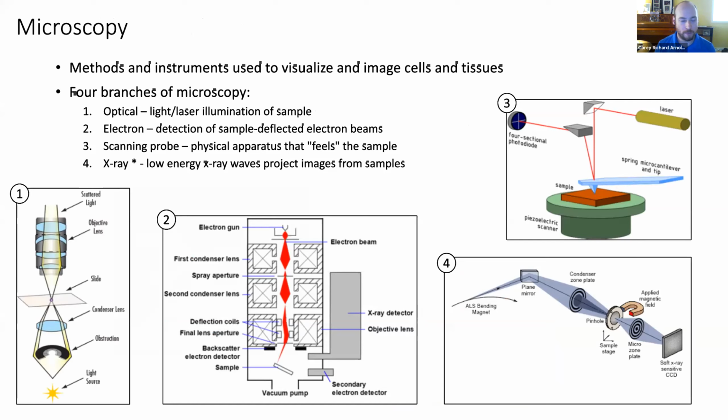There's 4 branches. I'm only going to talk about the first 2, optical and electron, because these are more commonly used in research. Optical is the use of light or laser to illuminate a sample, and electron microscopy uses electron beams that are deflected by samples and detected.